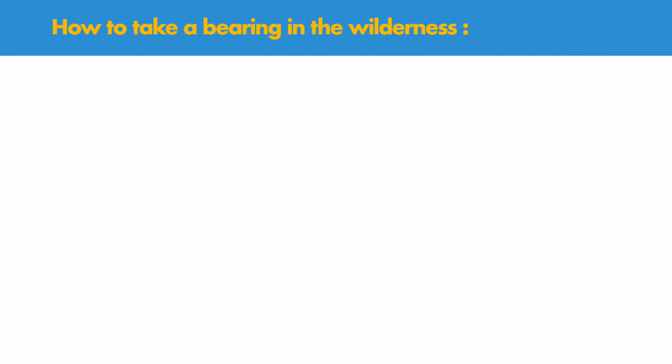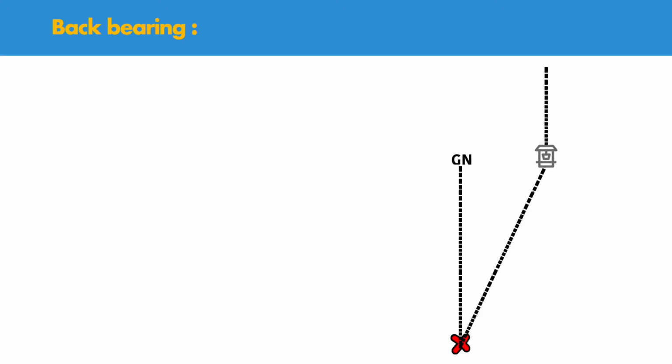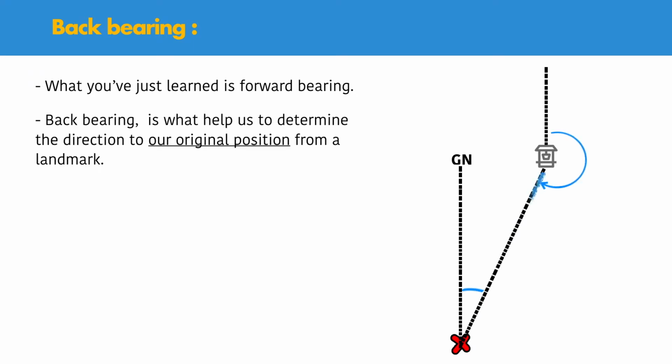I feel that after this example, you started getting confidence in yourself, and this is a good thing. Now, before I jump to this video's quiz, I want to add just a little new term which is back bearing. Yes, back bearing, because what you've just learned was the forward bearing. Back bearing is what helps us to determine the direction to our original position from a landmark. We can measure a back bearing just from a forward bearing. We only add or subtract 180 degrees.